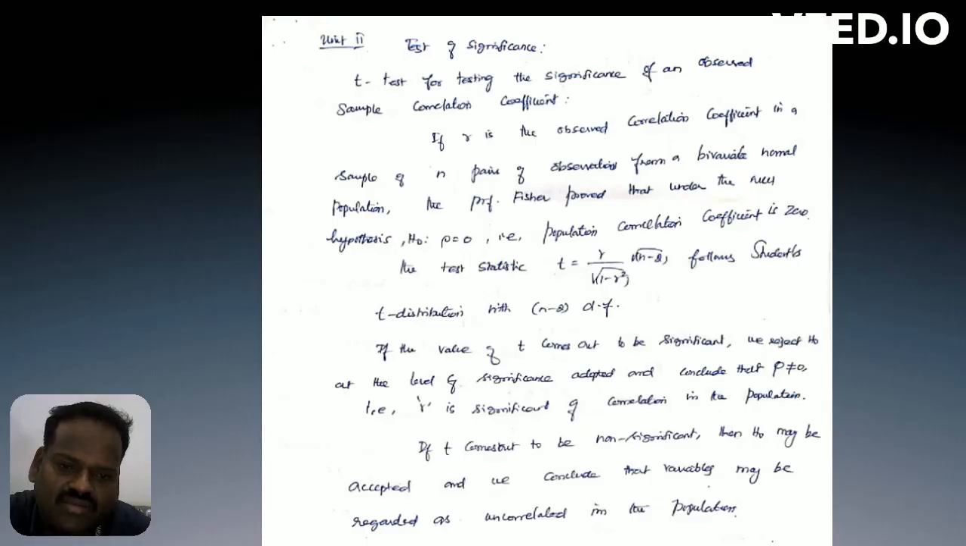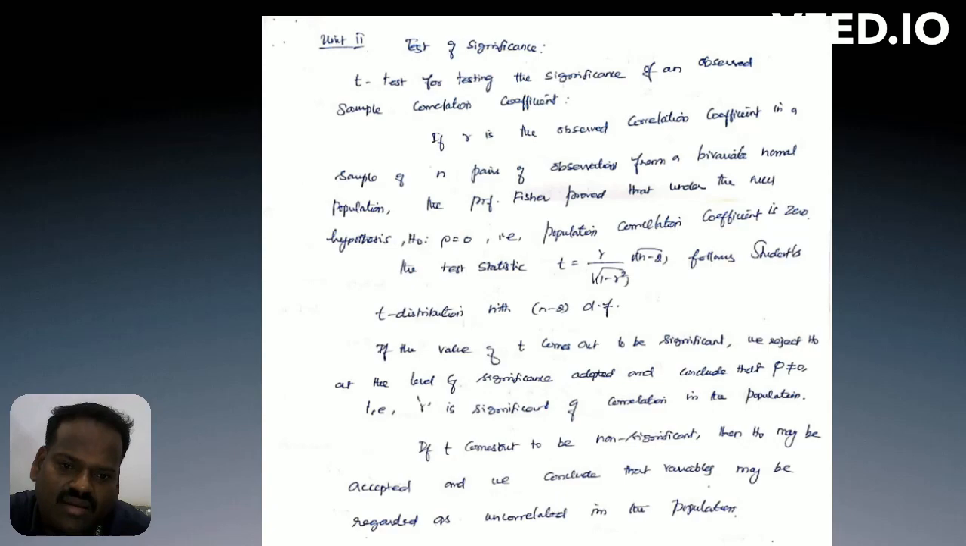If the t test value is greater than the t-distribution table value, we reject H naught at any level of significance. And we have to conclude that rho is not equal to 0. That means r is significant, showing correlation in the population.